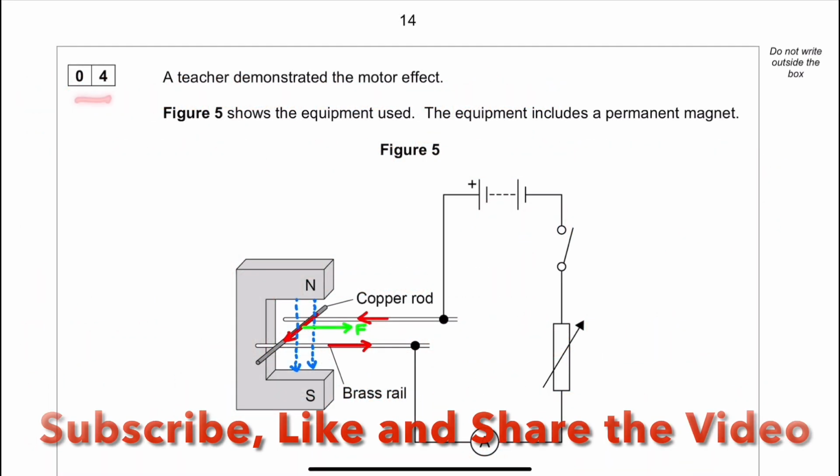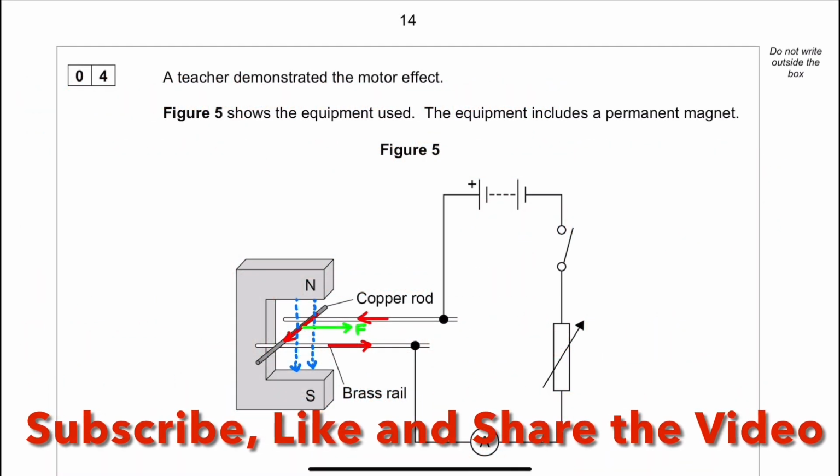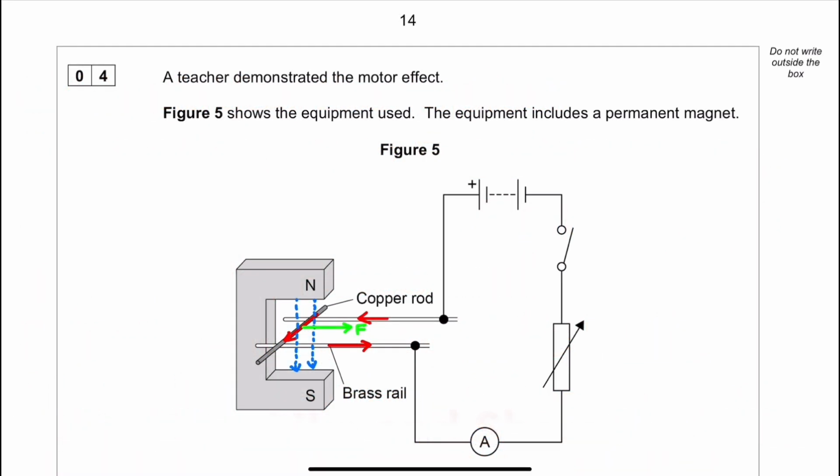Question number 4. A teacher demonstrated the motor effect. Figure number 5 shows the equipment used. The equipment includes a permanent magnet. We can see here a permanent magnet is given here. A rod is present, and the brass rail is present here for the movement of the copper rod.